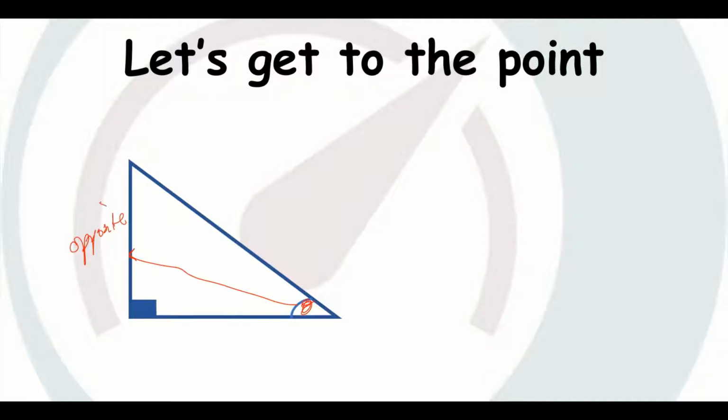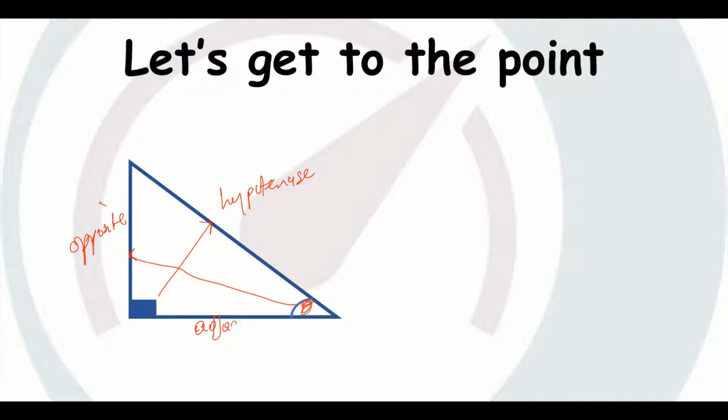opposite side. Now the hypotenuse is always opposite of the right angle symbol. So we have the hypotenuse, which is normally the longest side in a right angle triangle. Then, naturally, by elimination, the only side we have left is our adjacent side.